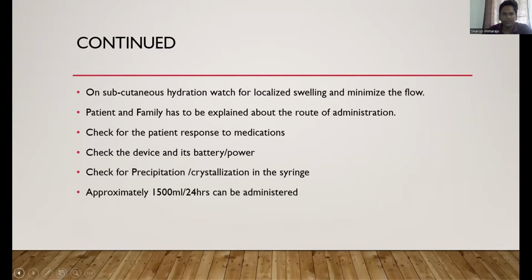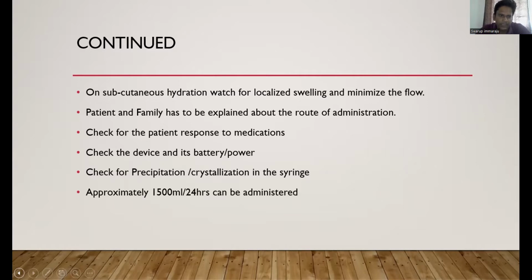Okay, so on subcutaneous hydration, when you are administering hydration like IV fluids through that route, watch for the local swelling and minimize the flow. You have to regulate the flow from this IV cannula or the subcutaneous port. You look for huge swelling. When you see huge swelling, which means that the flow is higher, you have to regulate it based on the swelling. You just have to regulate the flow of the fluid from the connected setup.